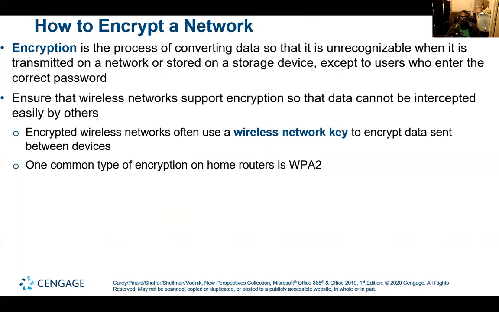Encryption is the process of converting data into a code so that it is unrecognizable when it is transmitted on a network or stored on a storage device, except to users who enter the correct password. Ensure that the wireless network supports encryption so that data cannot be intercepted easily by others. Encrypted wireless networks often use wireless network keys to encrypt data sent between devices. One common type of encryption on a home router is WPA2.